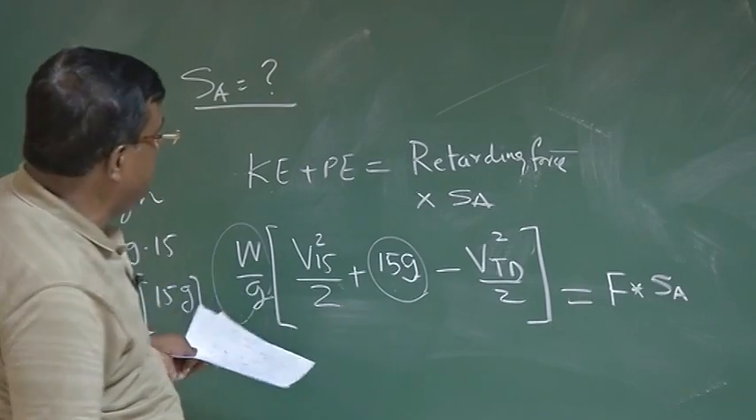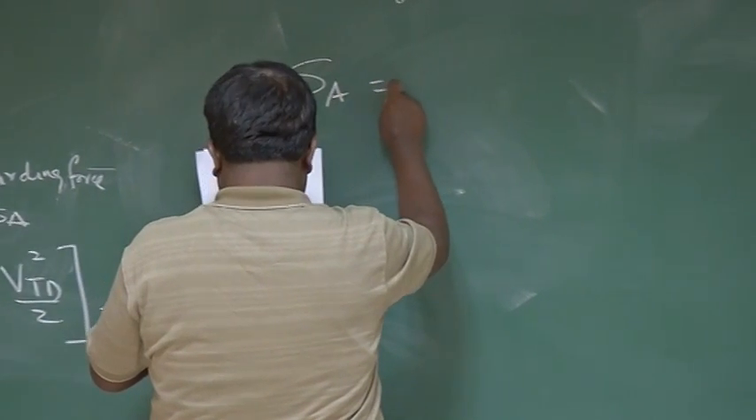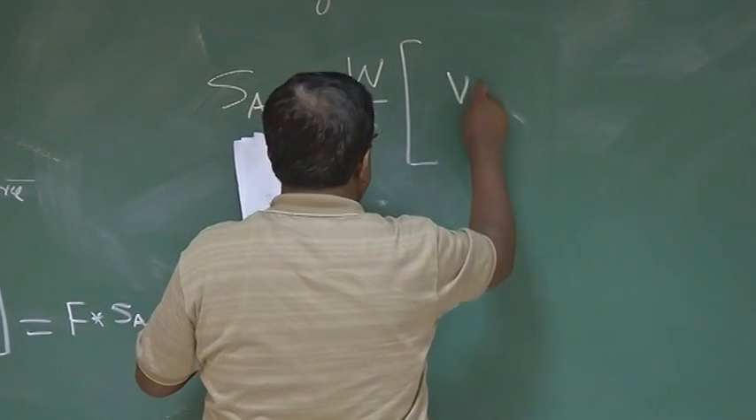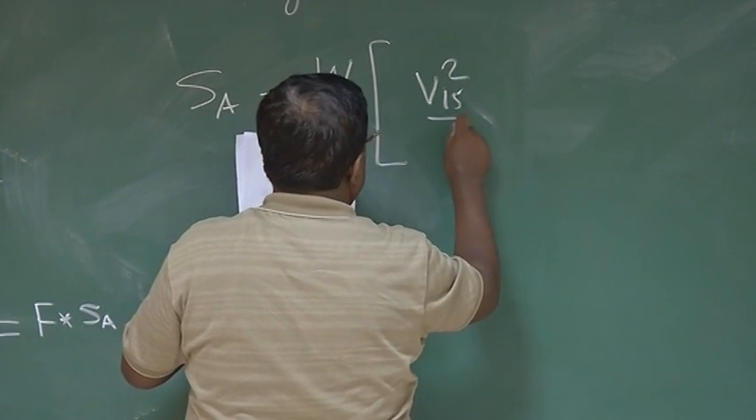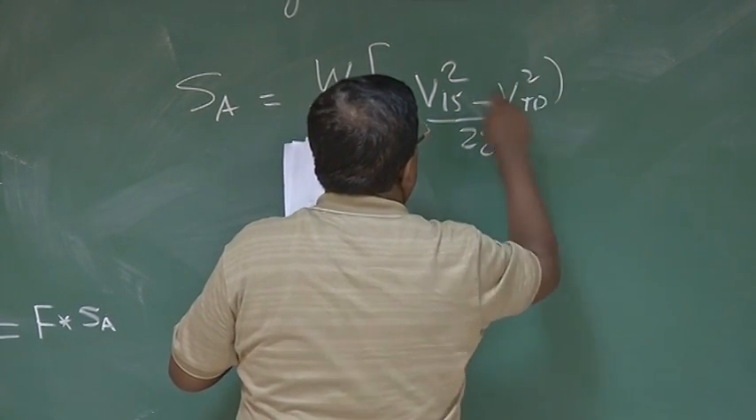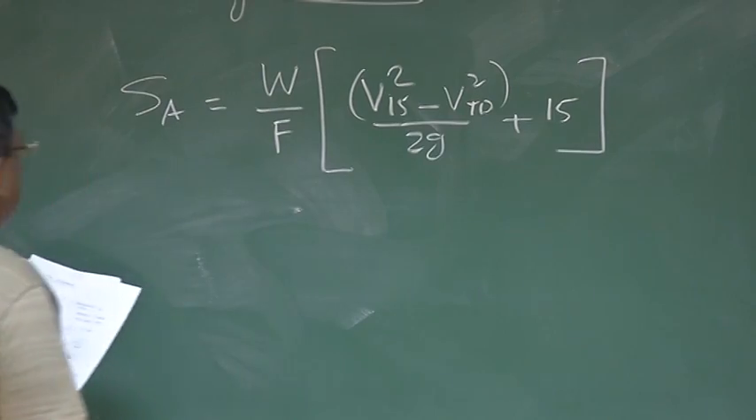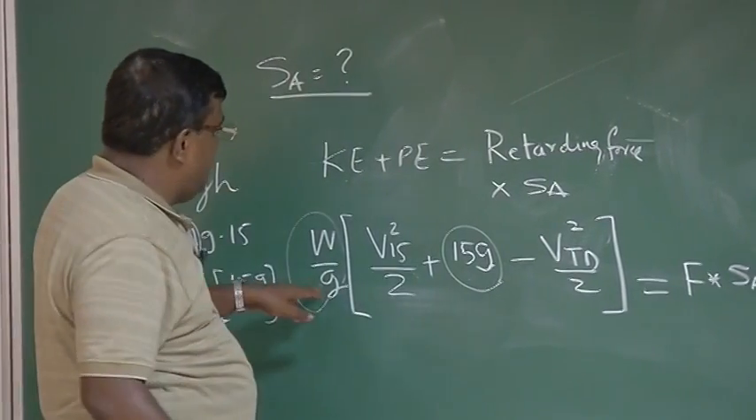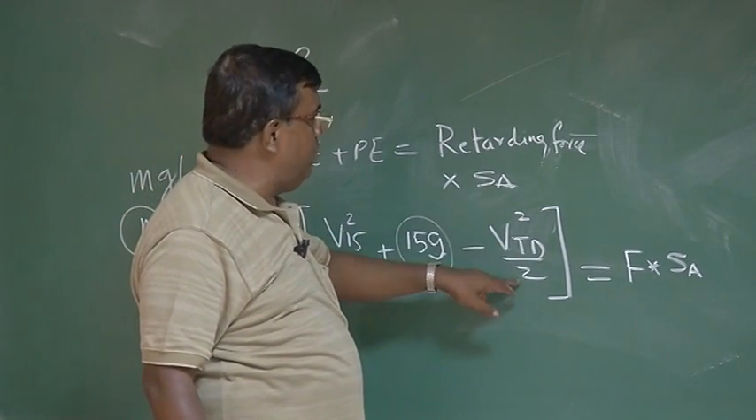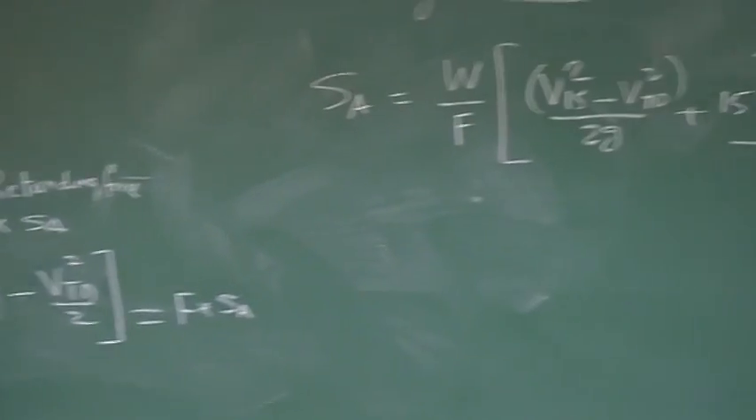So from here, using this relationship, I can write SA is equal to W by F into V15 square by 2G, minus V touchdown square by 2G, plus 15. No issues? You could see that. I have taken the G inside, so V15 square by 2G, this is minus V touchdown square by 2G, and this GG cancels, so this looks pretty good.